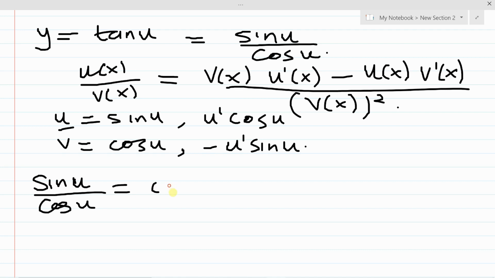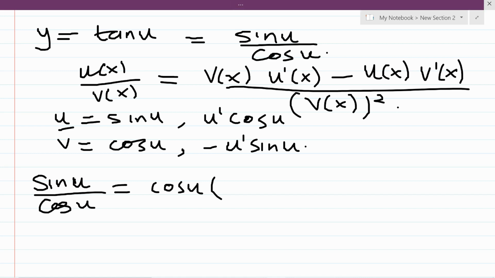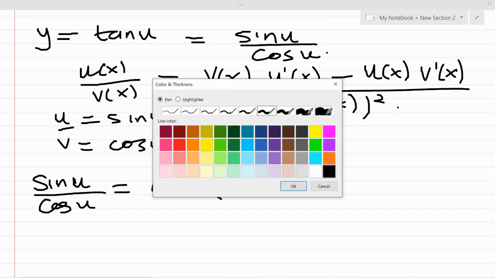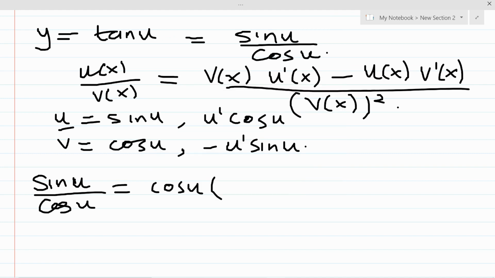Cos of u, and this will be equal to v of x, which is what? Our v is cos u, and u prime of x, that is differentiating the top one. The top one here is sine u. So if you differentiate sine u, let me use the red pen for you to see clearly, we said you get this. If you differentiate cos u, you get this. So this is our u prime of x, and this is our v prime of x.